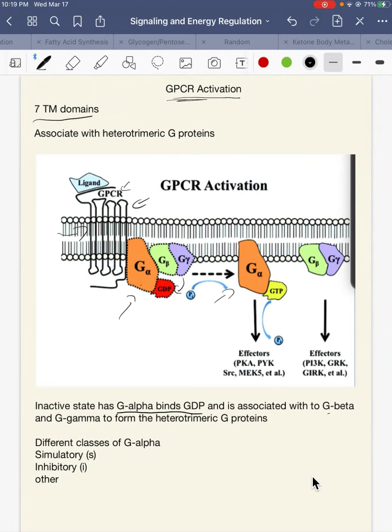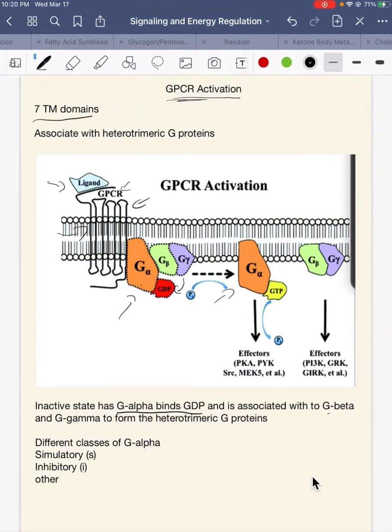G alpha, we can have different G alphas. There's G alpha S, which means it's stimulatory. So this G alpha would stimulate adenylate cyclase, which we'll talk about in a sec. G alpha I, which is G alpha inhibitory, would inhibit the next signaling cascade. You can also have G alpha Q, which we'll talk about briefly.